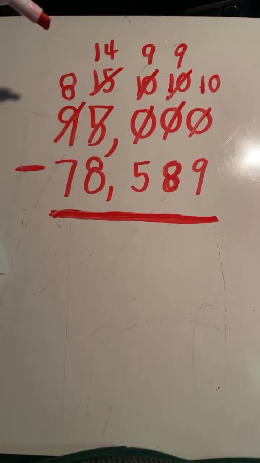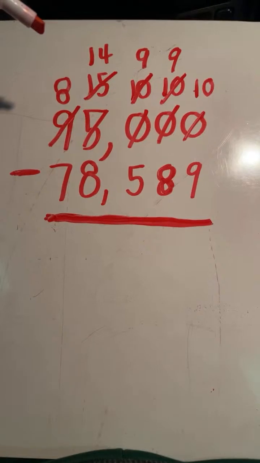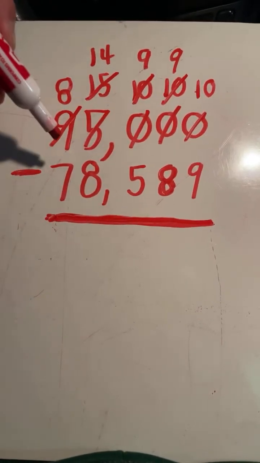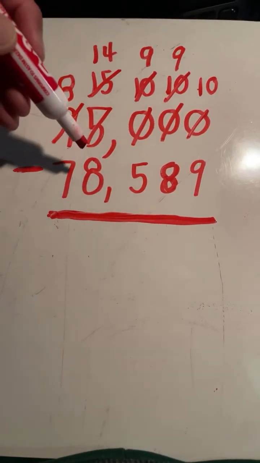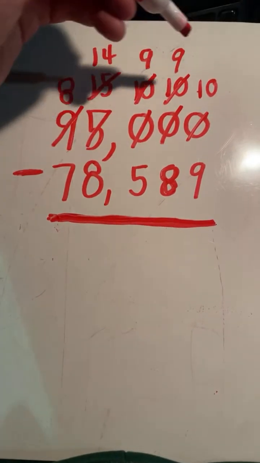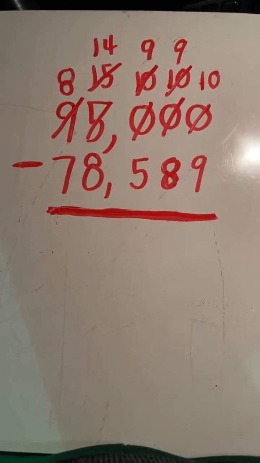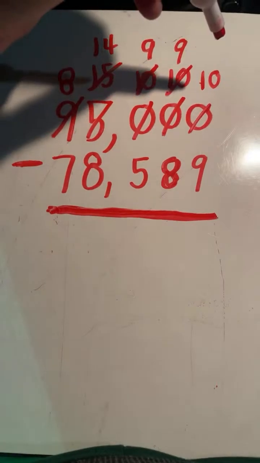Double checking, making sure all the top digits are equal to or bigger than the bottom digits. 8 is greater than 7, 14 is greater than 8, 9 is greater than 5, 9 is greater than 8, 10 is greater than 9. So we can subtract now. So we're going all the way to the ones place. We're going to do 10 minus 9. 10 minus 9 equals 1.